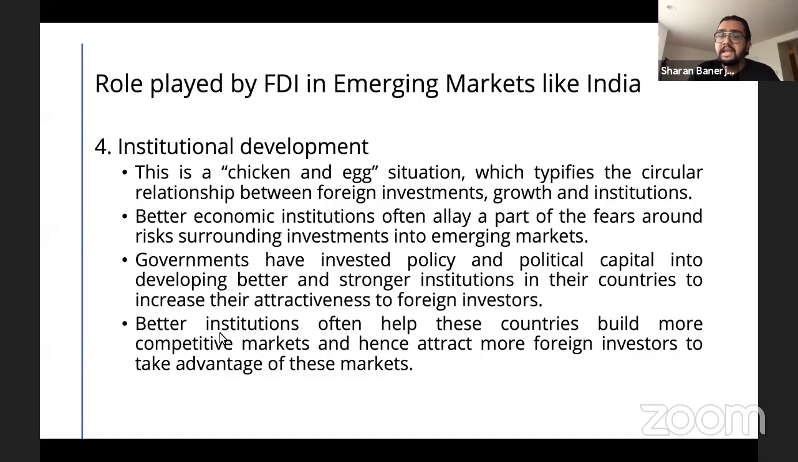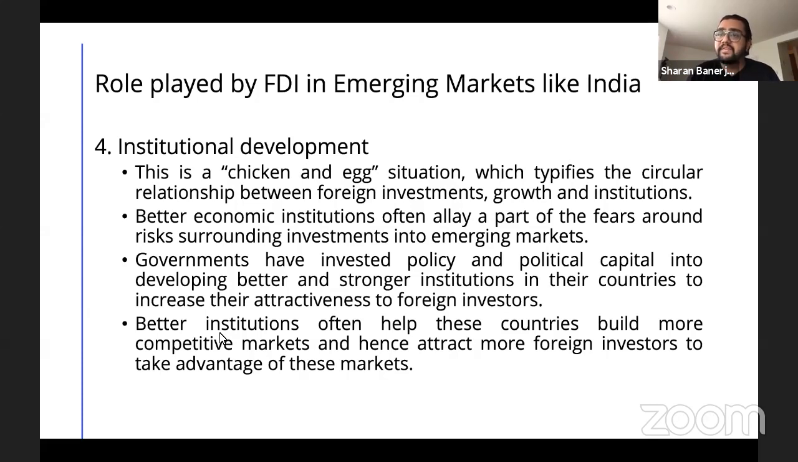So institutional development is something which is very important. And the government of India has invested a lot of policy and political capital, like all other emerging markets, in trying to create better and stronger institutions so that their country seems more attractive to foreign investors. The other advantage, which is very, very important over here, is that these institutions also have a spillover effect on your domestic firms. Once domestic firms start to take advantage of these better institutions through these sister policies, so if you're looking at regulations on labor laws, water, power, electricity, raw materials, insolvency and bankruptcy, a lot of these domestic firms, which are way more in number, also start to take a lot of the spillover effects, which are very, very positive.